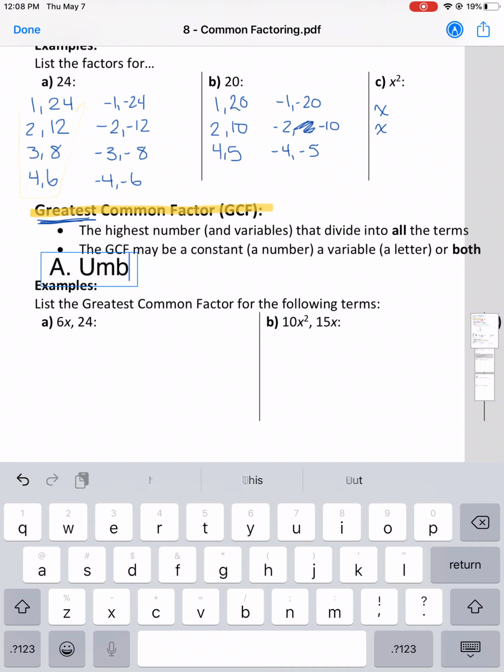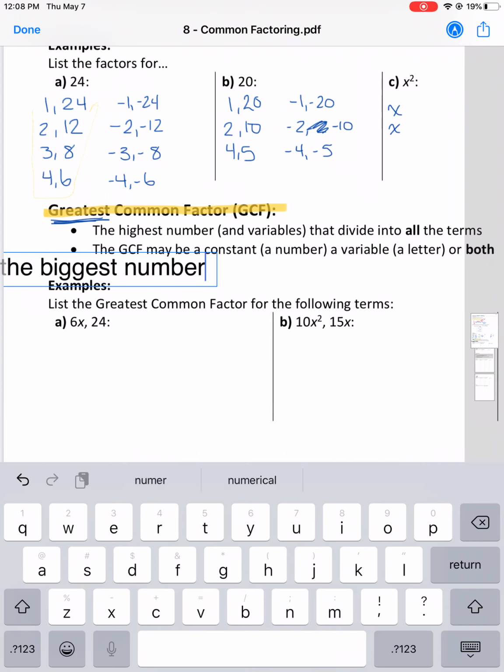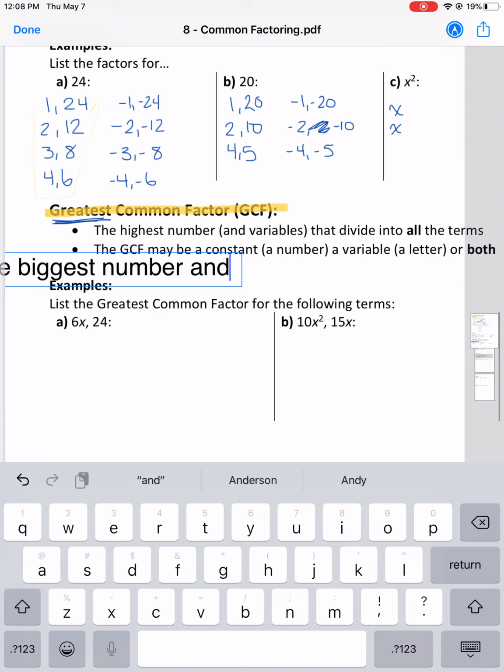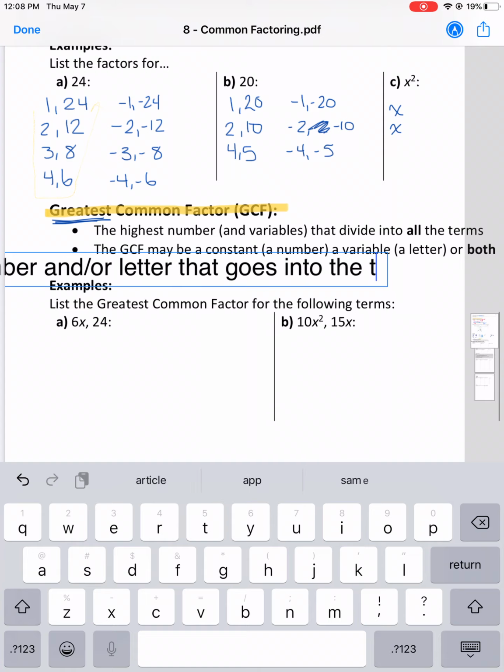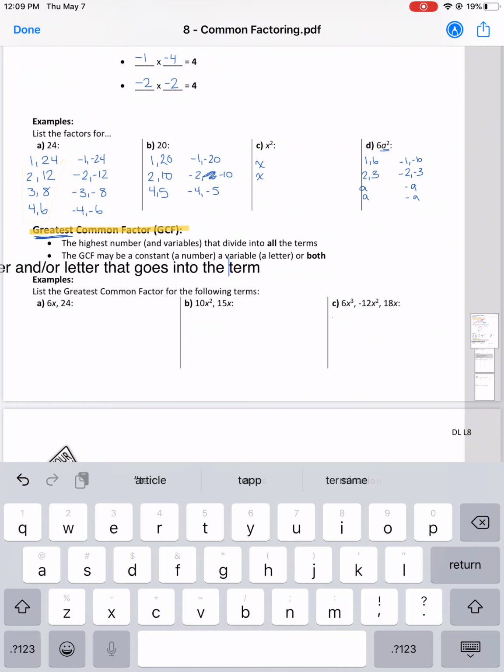So a number, so the biggest, B-I-G-G-E-S-T, the biggest number, and or letter that goes into the term, okay? That goes into both terms, or both numbers.